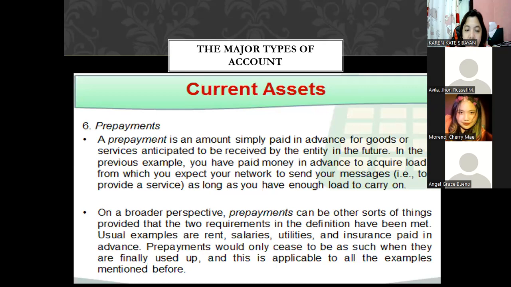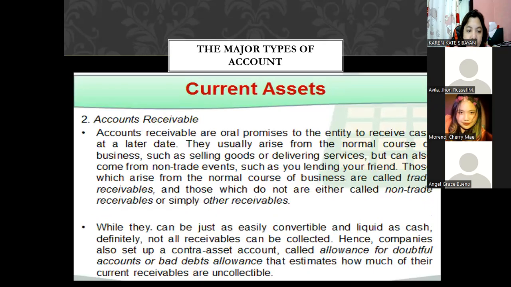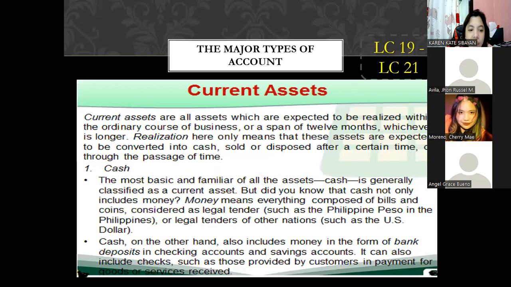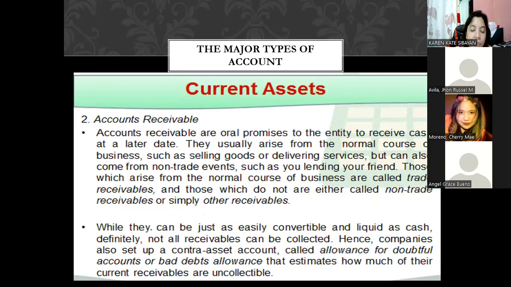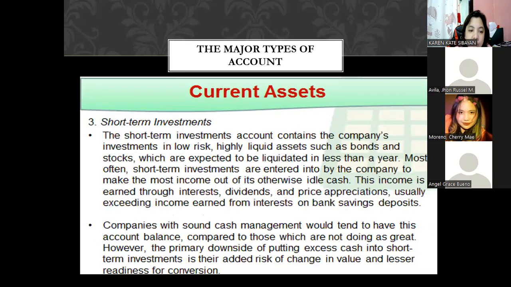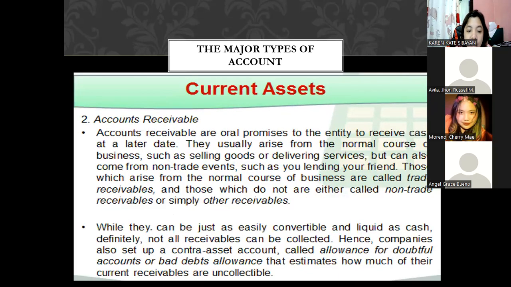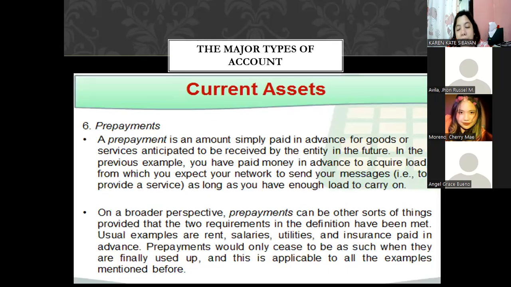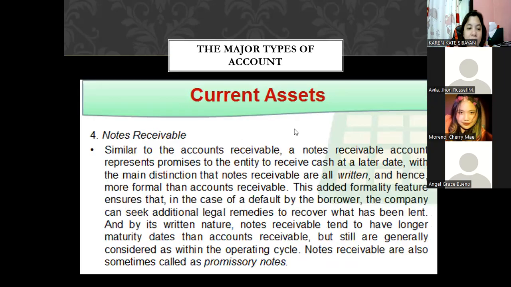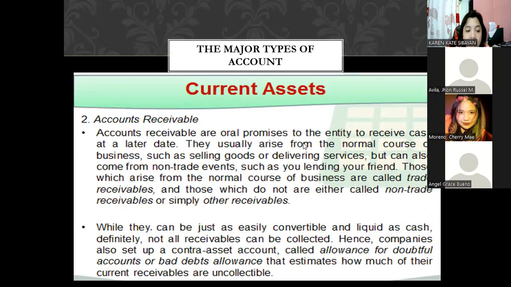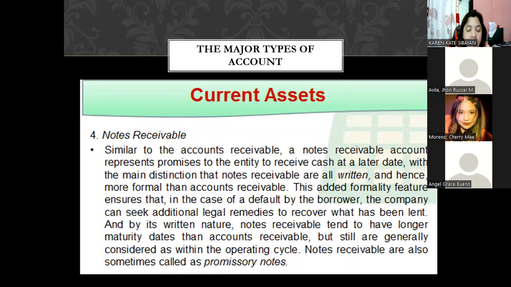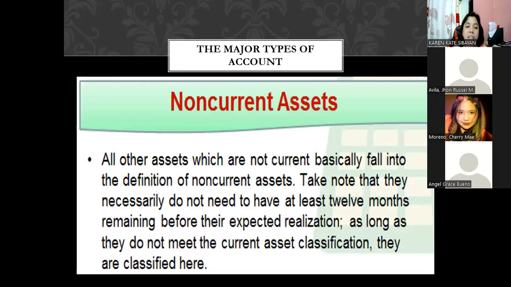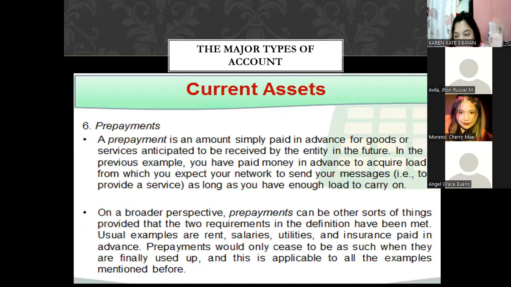Okay? So, tandaan, those are the current assets. Ano uli ang current assets? Cash, accounts receivable, notes receivable, inventory, investment, and prepayments. Pero 6 lang yan. Kumbaga marami pa yung mga under. Pwede nyo yung himay-himayin pa. Notes receivable, inventories, and prepayment. So these are the current assets.